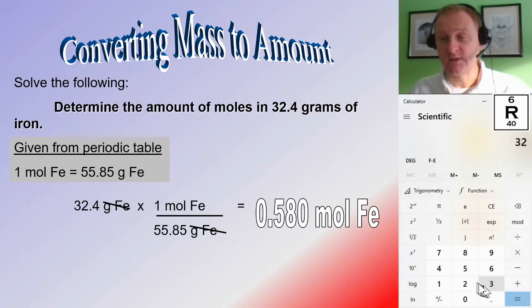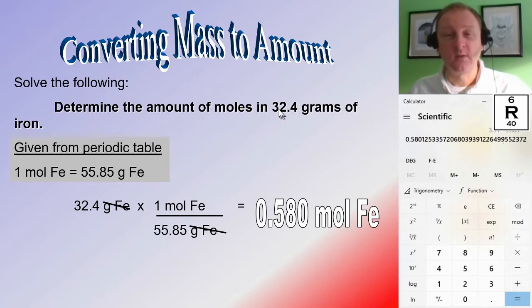So let's try that in our calculator and we'll talk a little bit about significant figures again. So 32.4 divided by 55.85 equals, and we get this gigantic number here. Now, I'm not going to write all of this in my answer. That would actually have too many significant figures. That means a very precise measurement. The original measurement only had 3 significant figures, so my answer needs 3.